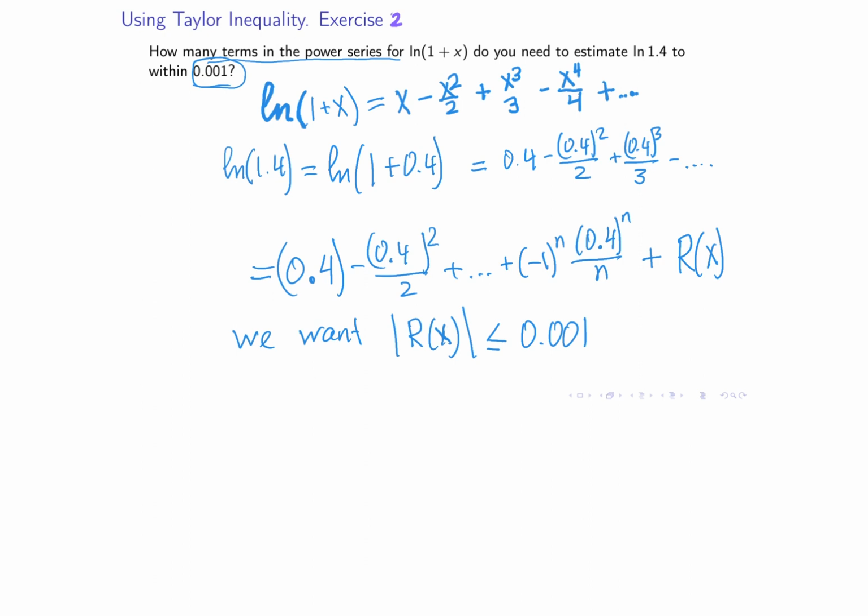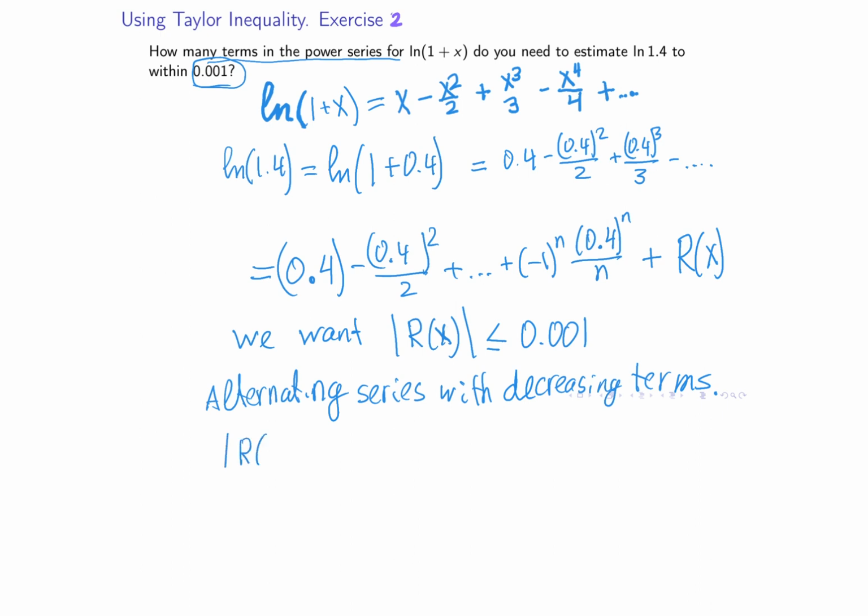So for an alternating series, it's particularly easy to get an estimate for the remainder. First, observe that not only is it alternating, but the terms are decreasing. So we have an alternating series with decreasing terms. Why are they decreasing? Because we are taking powers of 0.4, and 0.4 is less than 1. So whenever you take higher and higher powers, you get smaller and smaller numbers. Also, the bottom is increasing, so the entire fraction is getting smaller and smaller. Right, so in that case, we have a very simple estimate.